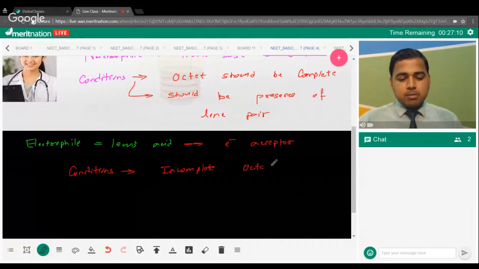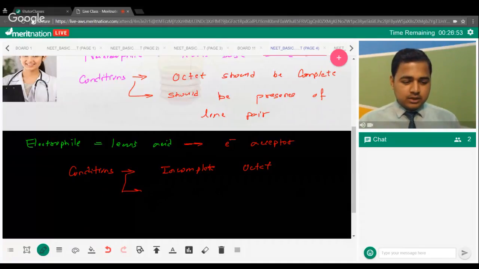Incomplete octet. But suppose its octet is complete, so it does not want to accept the electron. If the octet is complete, then you have to find out if there is any possibility to accept the electron. And how can we check it? By checking the presence of a d subshell.